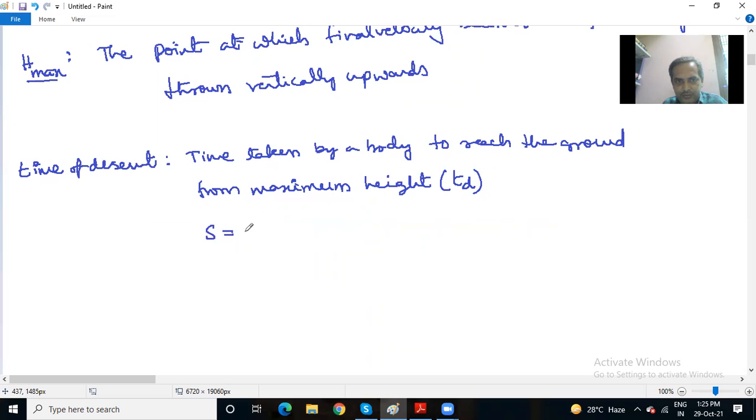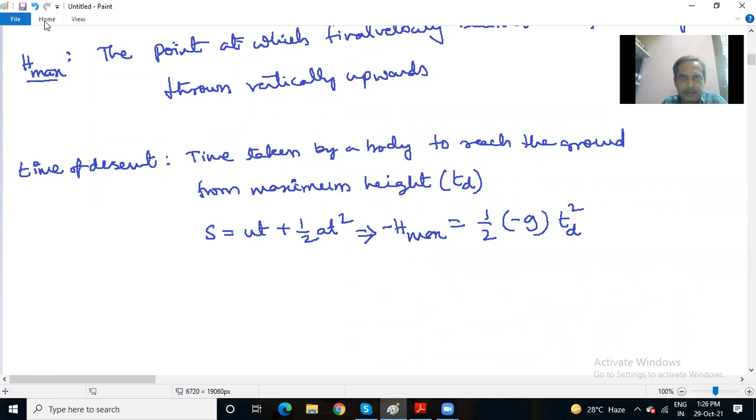Once again, let us use s equal to ut plus half at square for a freely falling body. So now s becomes h max, because from the same point it moves down. There is no initial velocity; after it reaches the top, it moves down without velocity. Since it is moving down, h is taken as negative, u is 0, and a is permanently negative irrespective of motion. Now let me take this time as TD, so time of descent square. Now you can cancel the negative sign in front of both h and g.